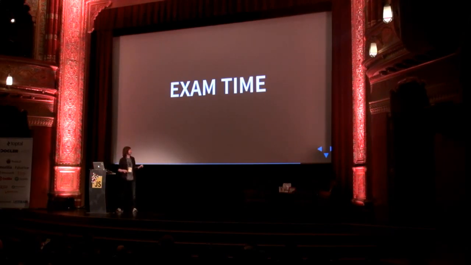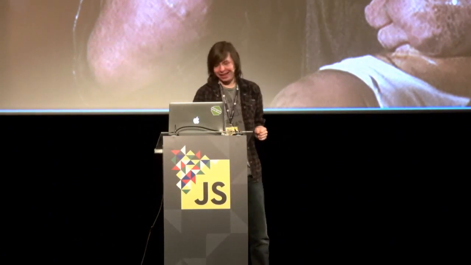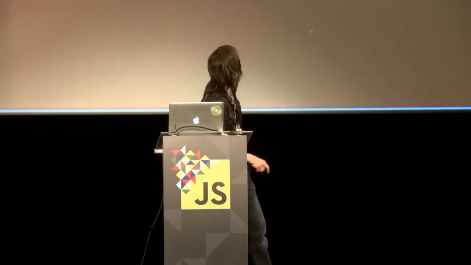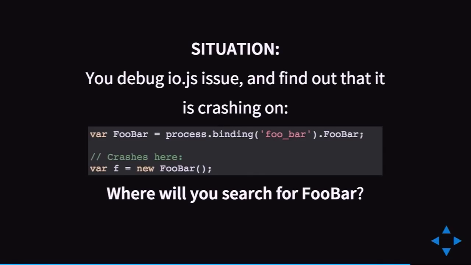Okay, I guess you're pretty scared by now, yeah? Time to test your skills. Situation: let's say that you debug an io.js issue, and for example, io.js is crashing on some code that you wrote or you see in the kernel or in core modules. And this code looks like this. It just gets the binding with the name foobar, gets a foobar class out of it, and then it crashes when you try to instantiate the foobar class. So the question is, where will you search for foobar?